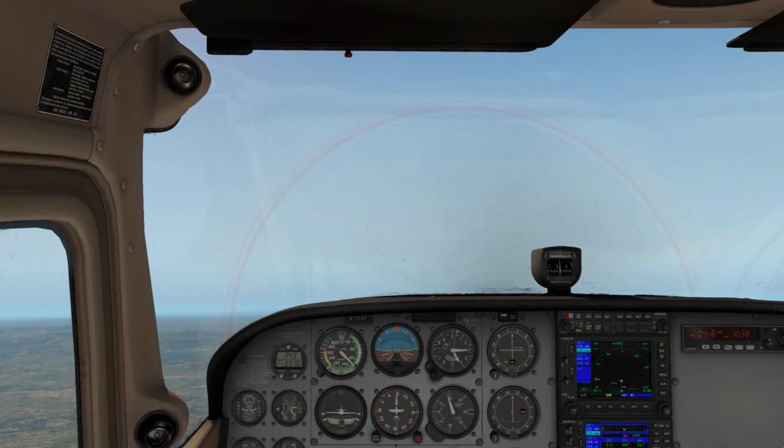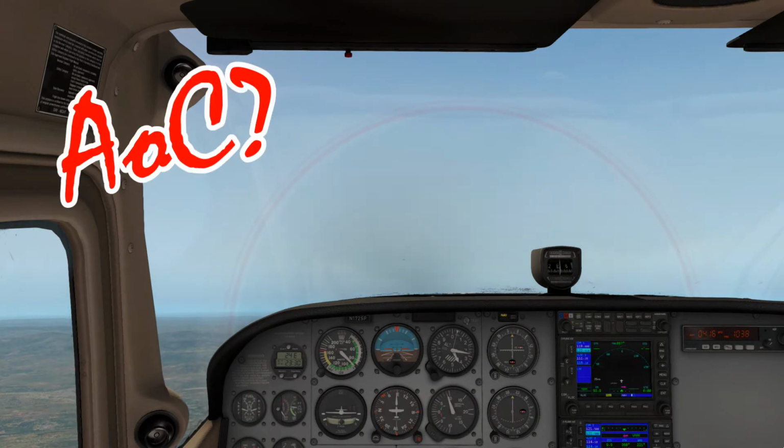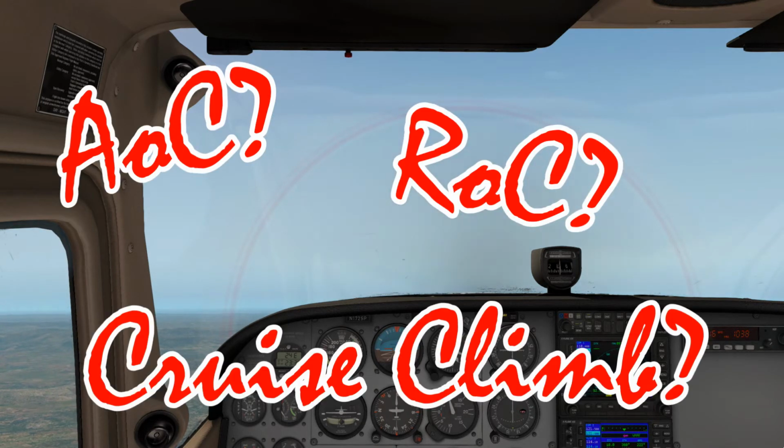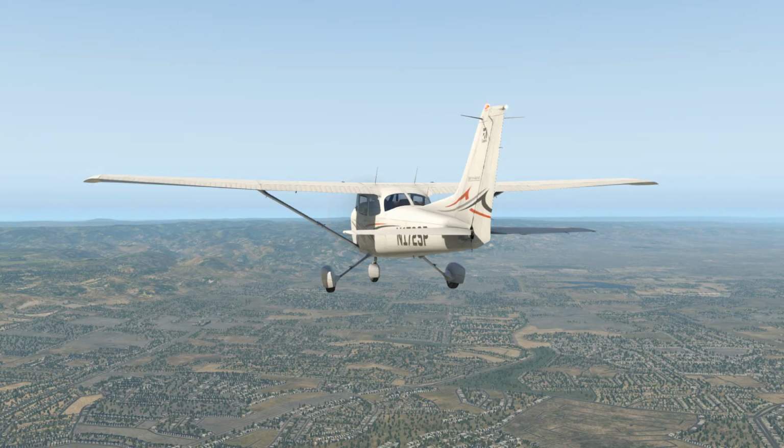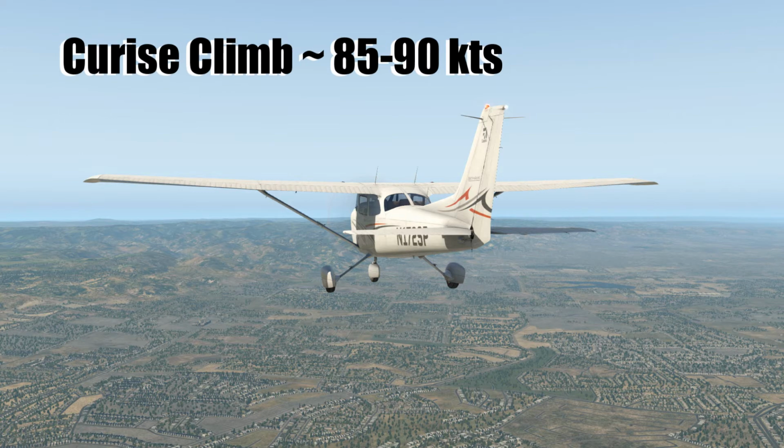But how can I tell the aircraft is climbing by AOC, ROC or cruise climb? Actually, it is not that hard to find out. You can know it by your climb speed and your aircraft attitude. Every aircraft has its Vy and Vx. For Cessna 172, Vy is about 74 knots and Vx is about 62 knots. And the speed for cruise climb is around 85 to 90 knots.